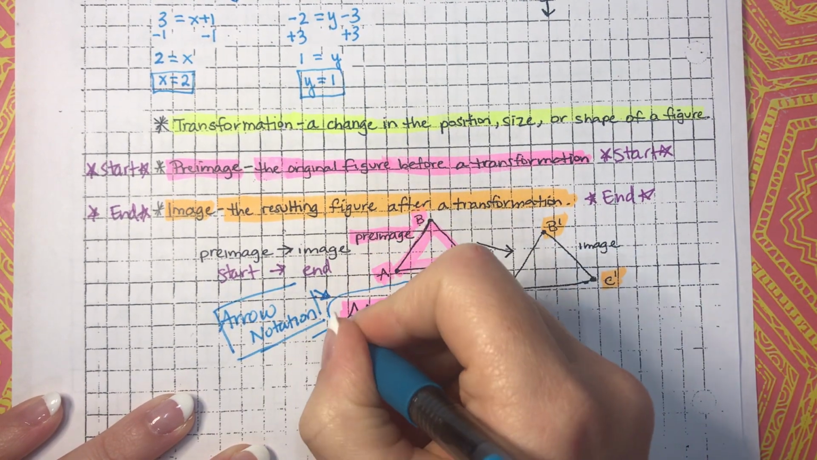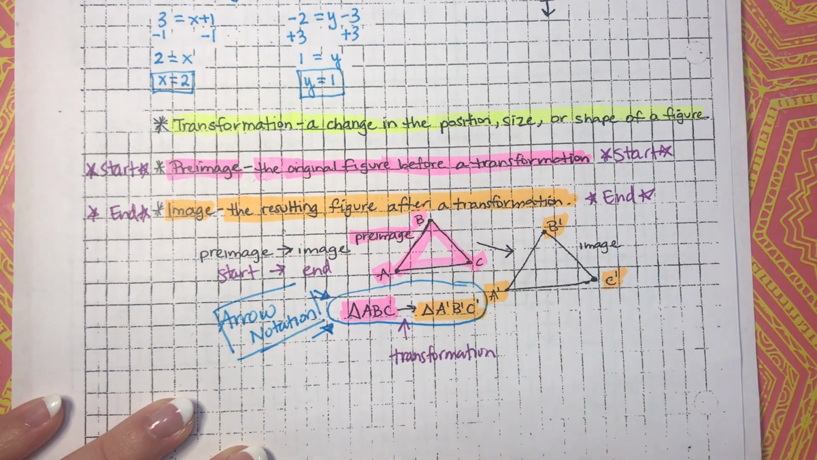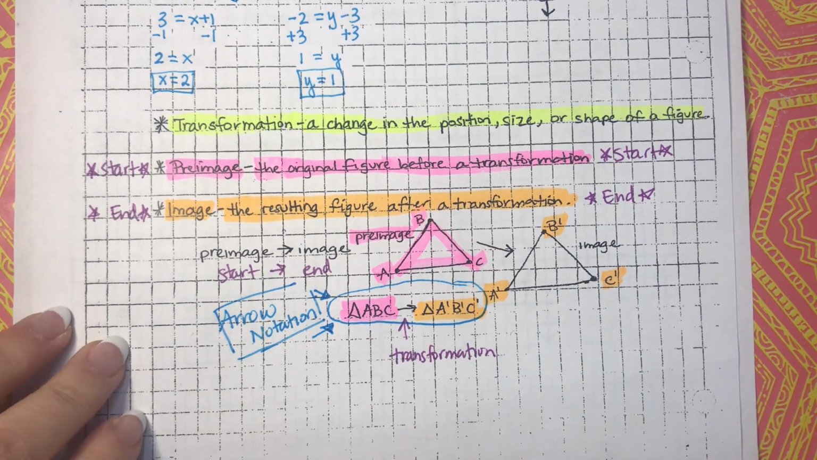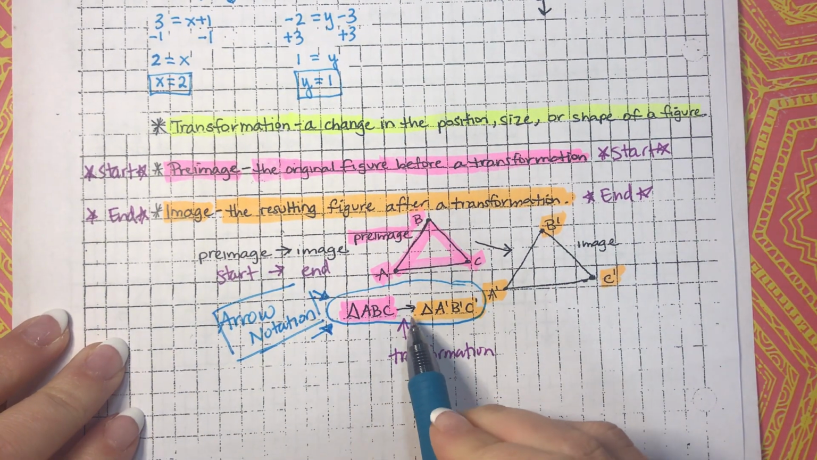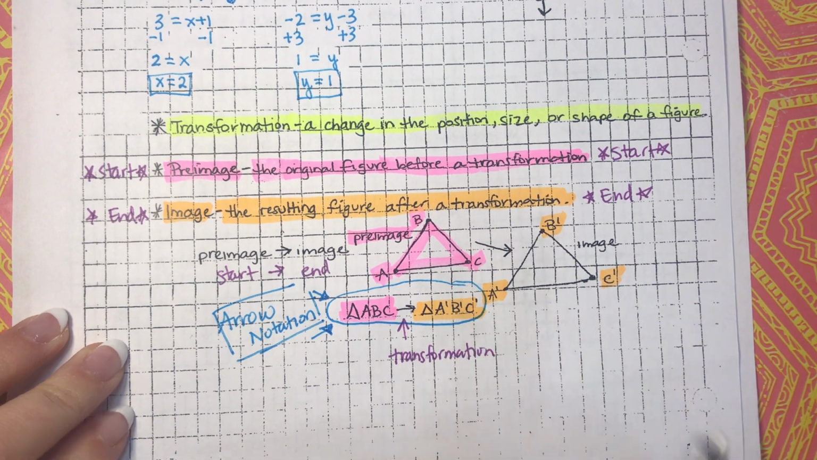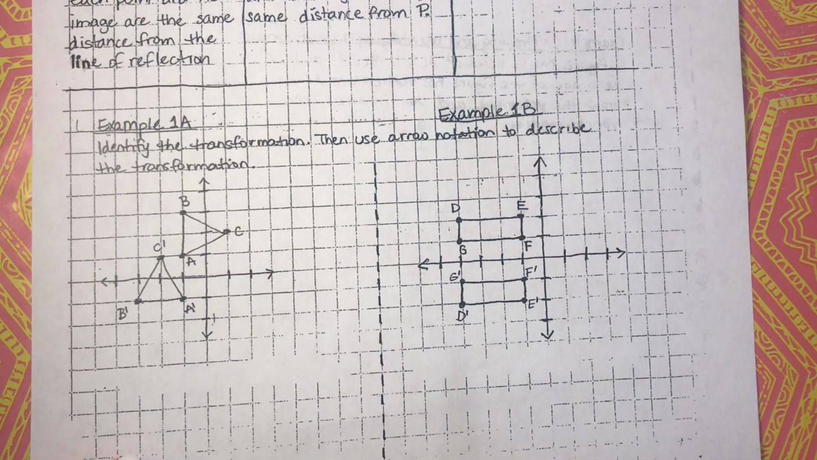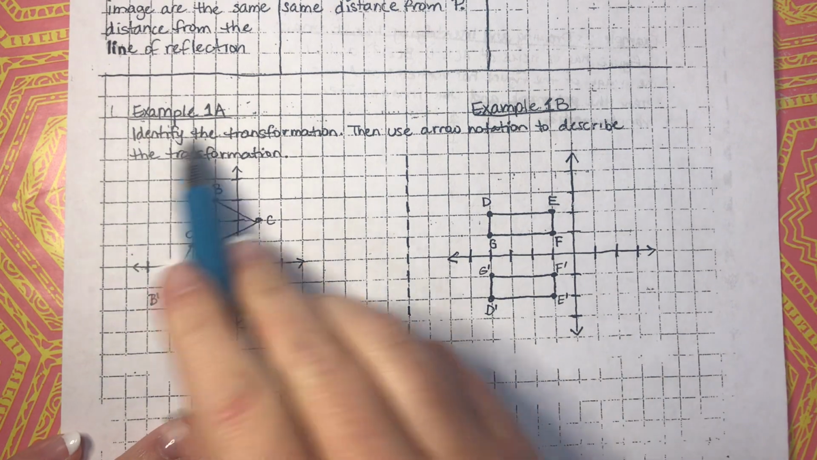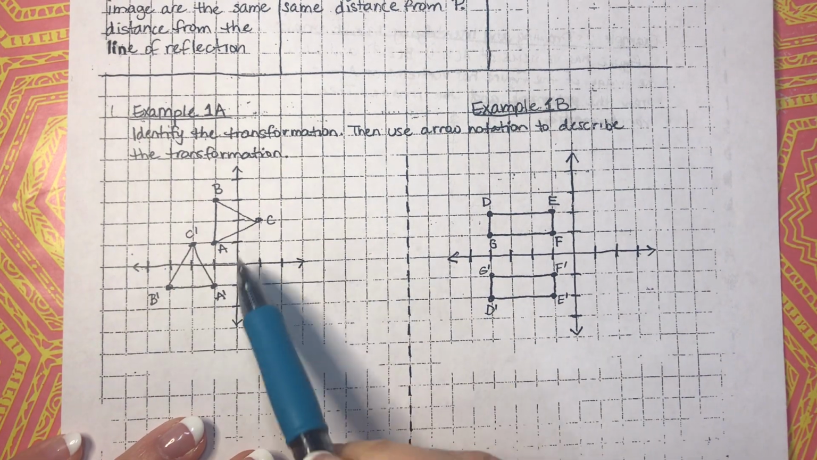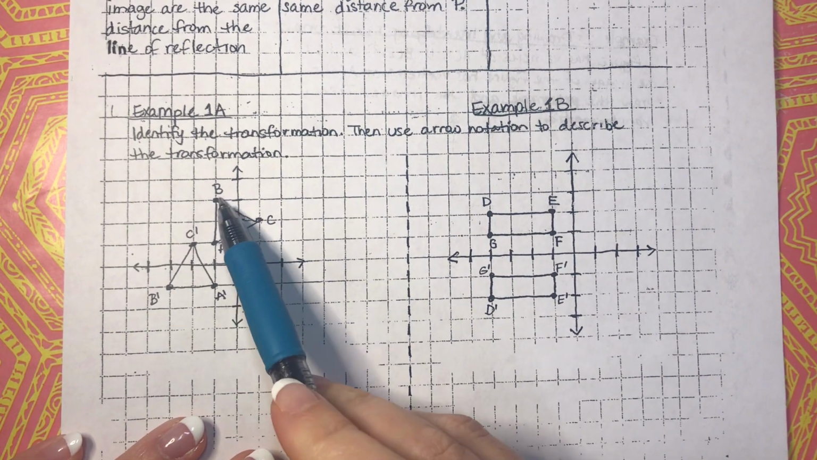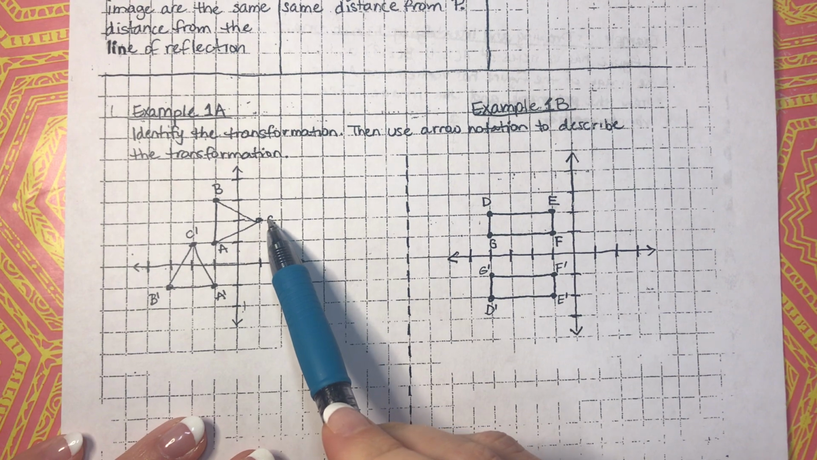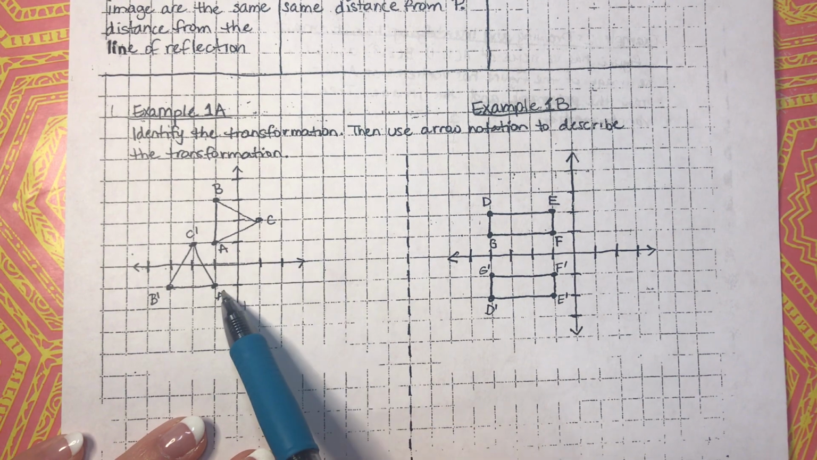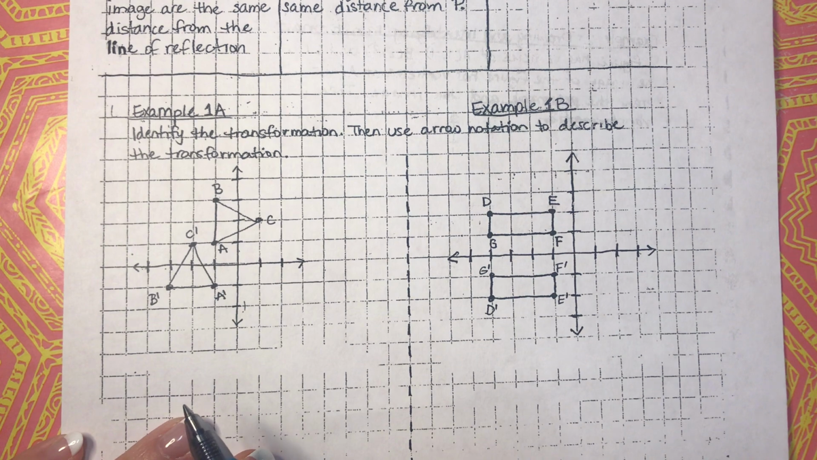That is arrow notation. All right, that's what it is. Okay, this triangle ABC, transformation triangle A prime, B prime, C prime. So it says identify the transformation. Okay, so where are we starting? Right here, A, B, C. And then what's happening? It's going to A prime, B prime, C prime.